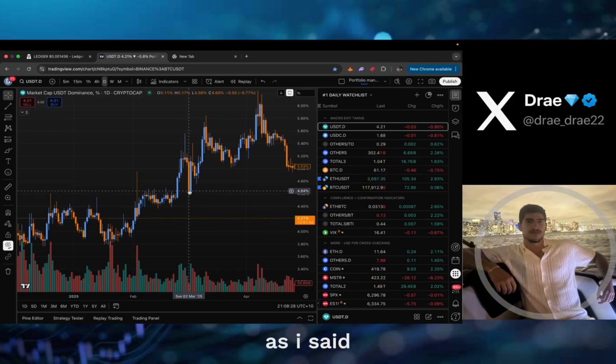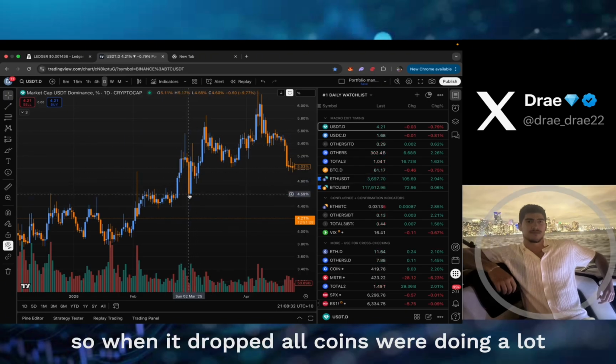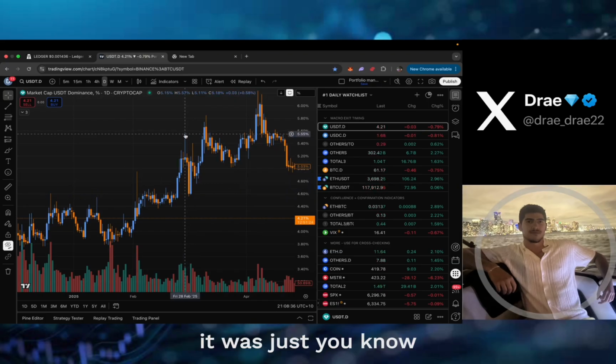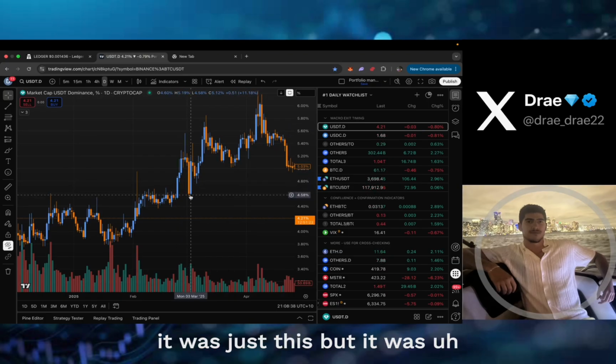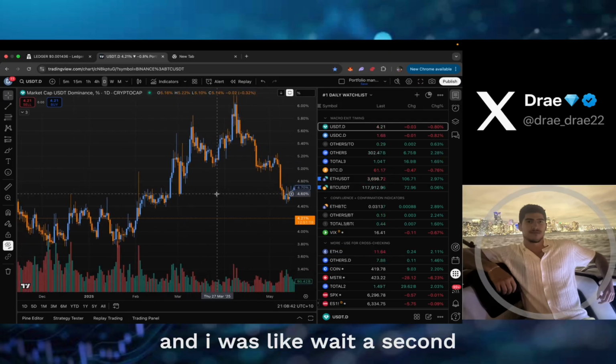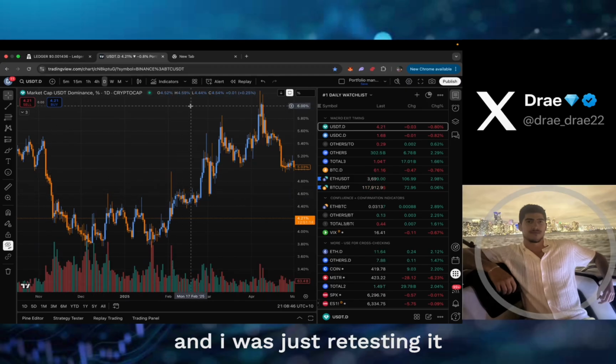When it dropped, as I said, USDT dominance dropping is good for risk on coins. So when it dropped, altcoins were doing pretty well. They weren't mooning, but they were doing well. And I remember seeing USDT dominance here, and I was like, wait a second, this should now be a support level, because before it was resistance and it just broke out, and then it was retesting it.